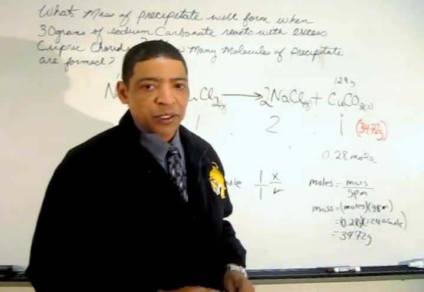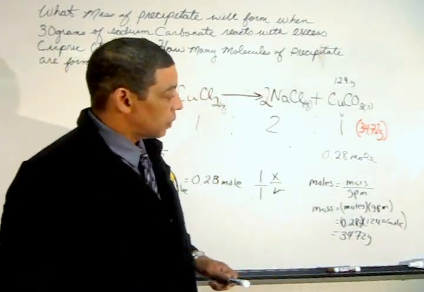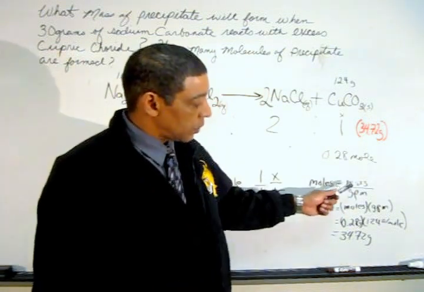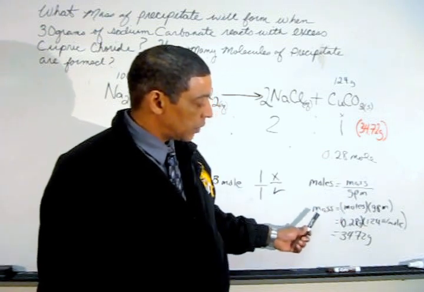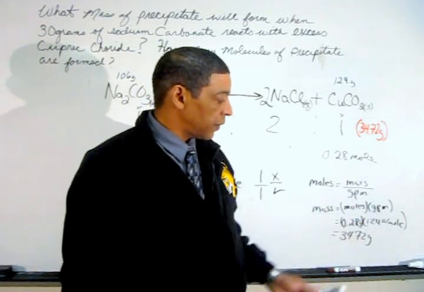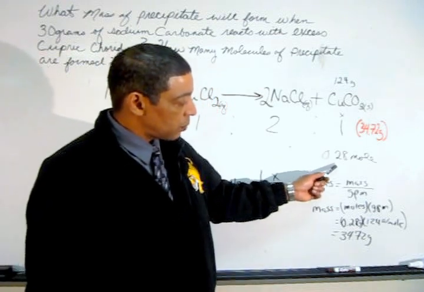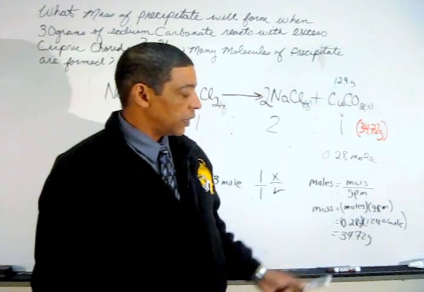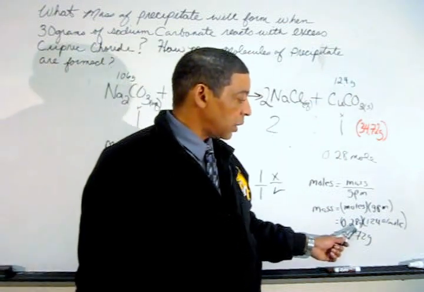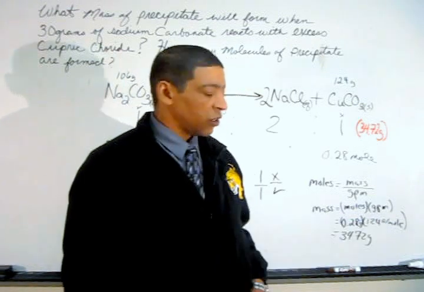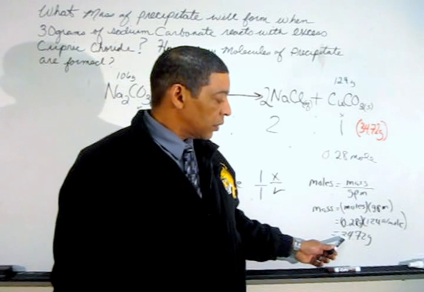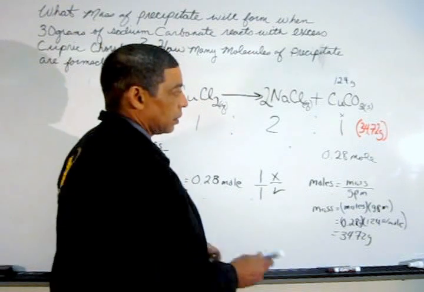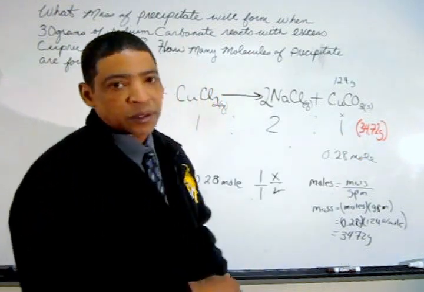To determine the mass of the precipitate, simply use the mole calculation, where moles are equal to mass divided by the gram formula mass. In this case, the unknown is mass. So solving for mass, we get mass is equal to moles times GFM. The moles were determined to be 0.28. The molar mass of copper(II) carbonate is 124 grams per mole. So 0.28 moles times 124 grams per mole is equal to 34.72 grams. So the mass of the precipitate will be 34.72 grams.